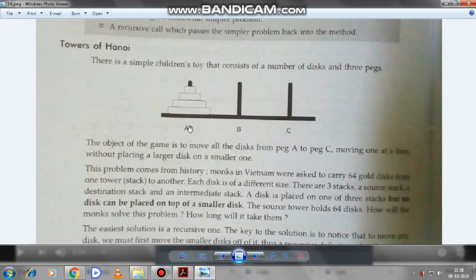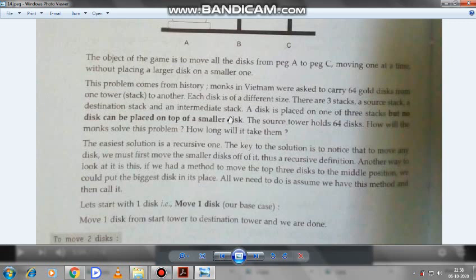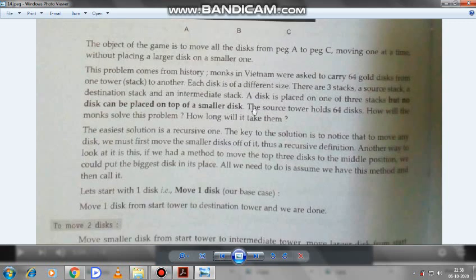Now this problem comes from history. Monks of Vietnam were asked to carry 64 gold discs from one tower to another. Each disc is of different size. The disc is placed on one of the three stacks, but no disc can be placed on top of a smaller disc. That is the condition.